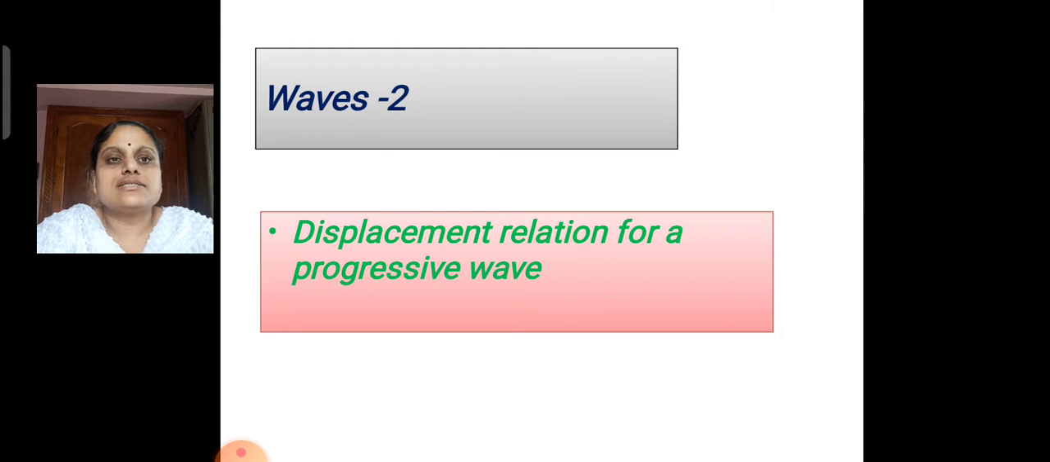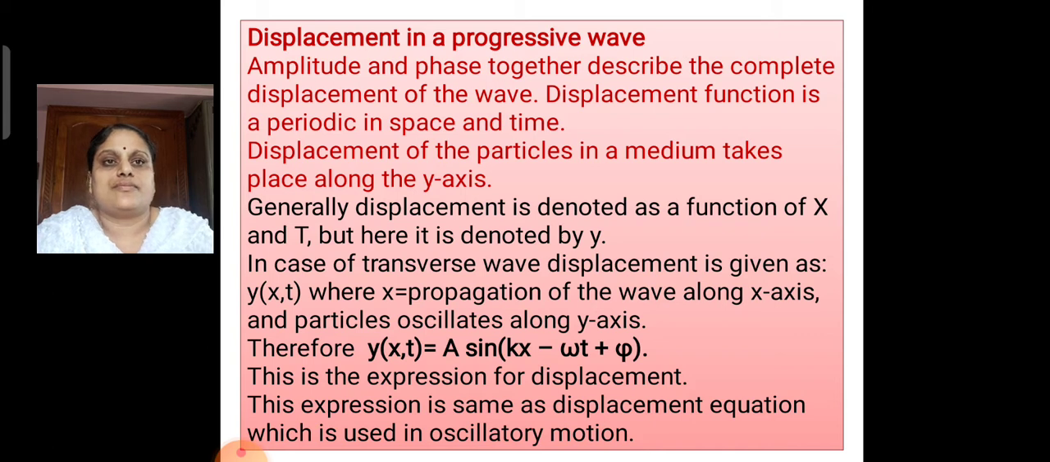Here, let us discuss the displacement relation for a progressive wave. A progressive wave is one which progresses or travels. Amplitude and phase together describe the complete displacement of the wave. Displacement function is a periodic function in space and time.